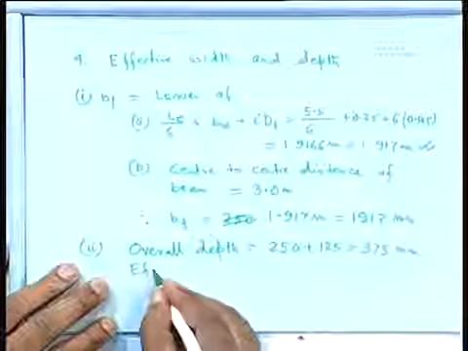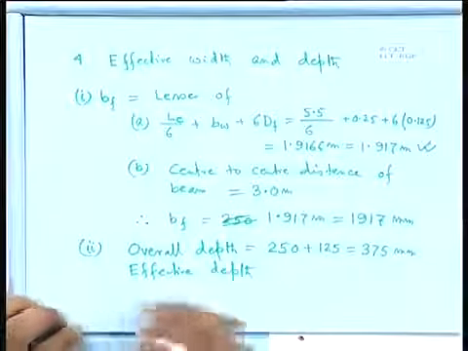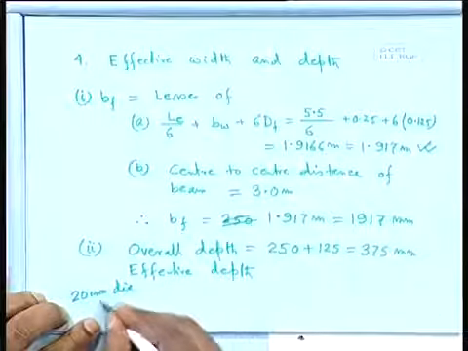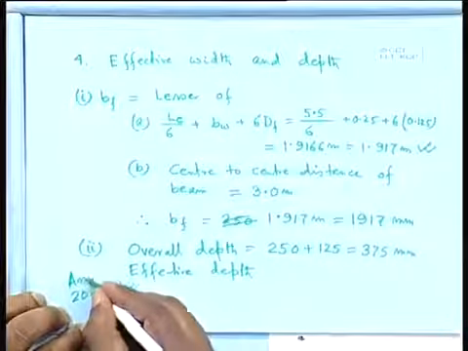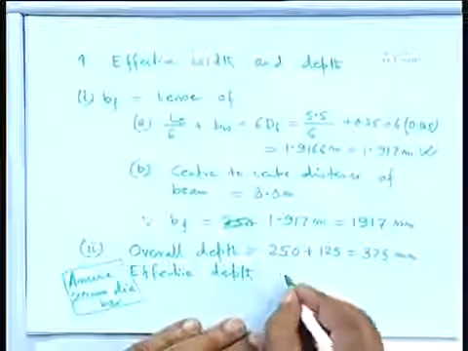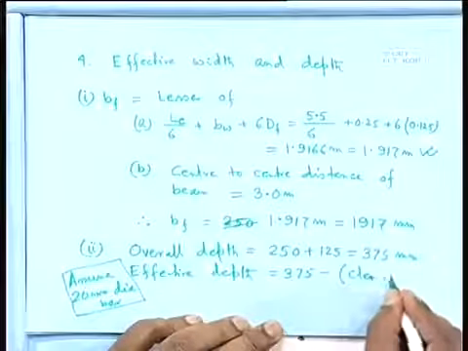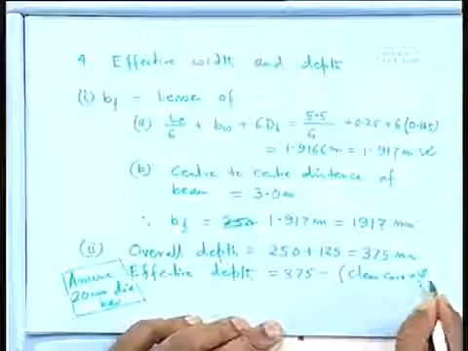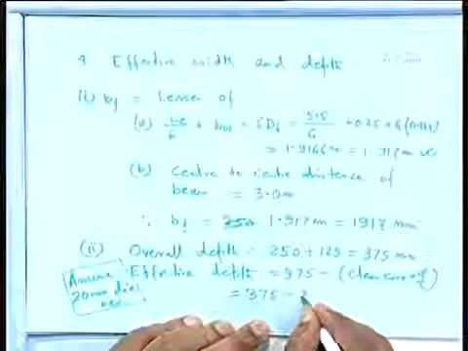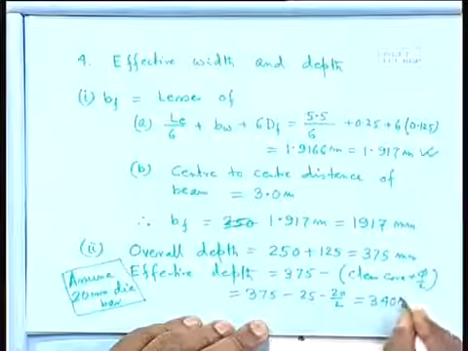Effective depth, if we assume that we shall provide a 20 mm dia bar. So, effective depth equal to 375 minus clear cover minus 20 by 2, which comes as 375 minus 25 minus 20 by 2 equals 340 millimeter.